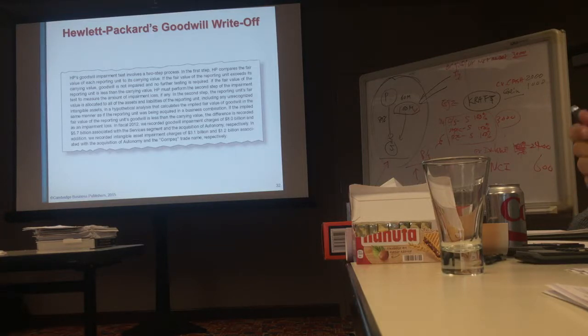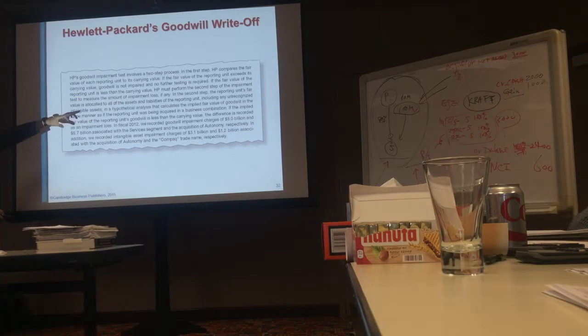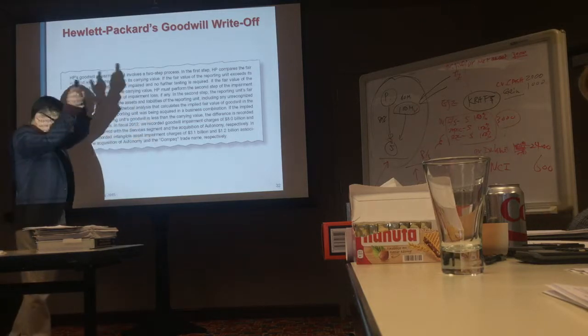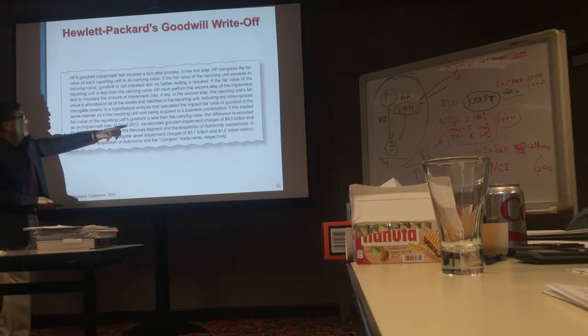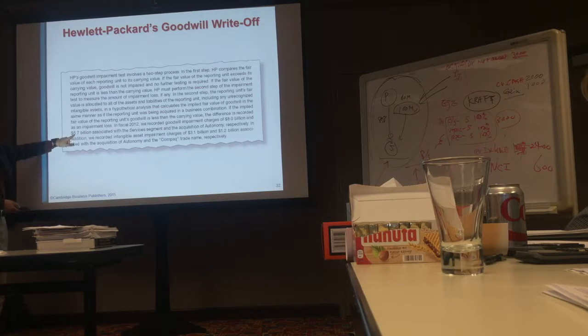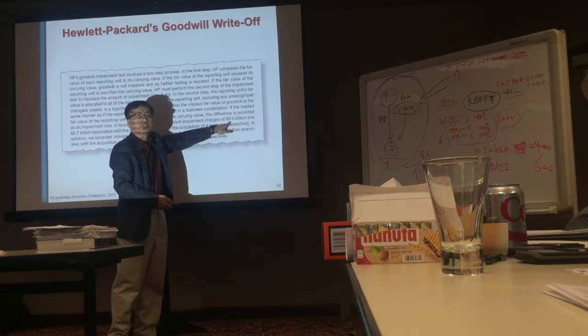Goodwill write-off. Impairment test, what is this under GAAP? A two-step process. HP: fair value of each reporting unit versus carrying value; if fair value exceeds carrying value, goodwill is not impaired. So they have an impairment charge of 8 billion, 5.7 billion. Hewlett Packard, an 8 billion charge.